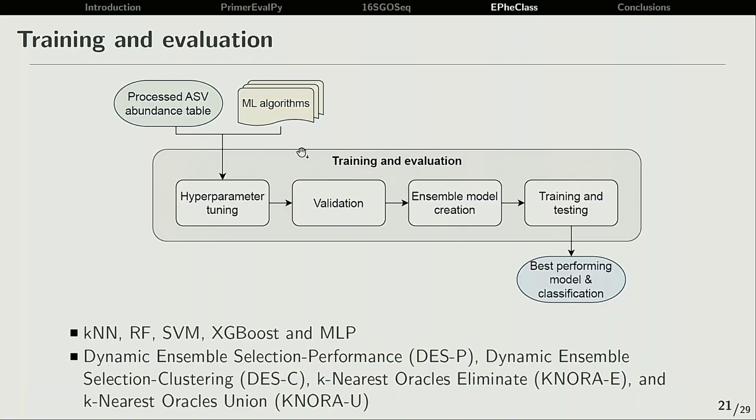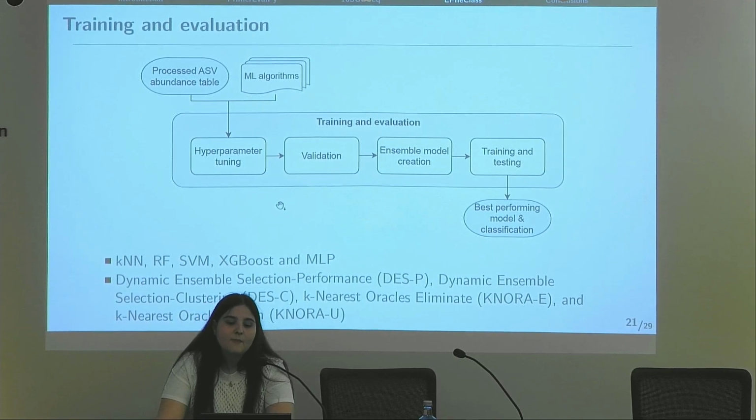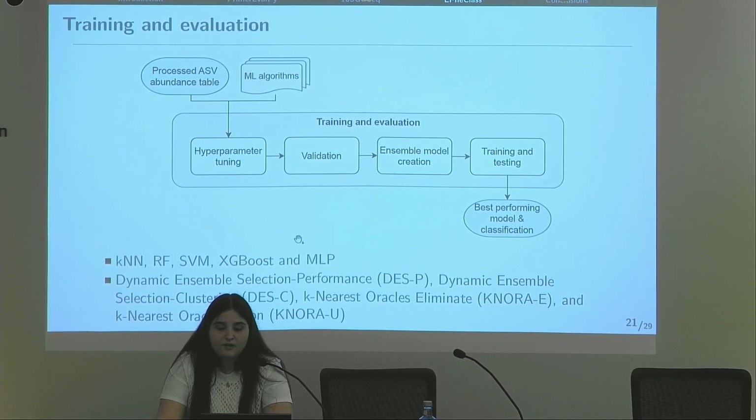Then we can move on to the training and evaluation module, where we evaluate 5 different models: k-nearest neighbors, random forest, support vector machine, XGBoost, and multilayer perceptron. We first perform a hyperparameter tuning step to tune the parameters of the different base models. Then we perform cross-validation, specifically tenfold stratified cross-validation. And then we create ensemble models.